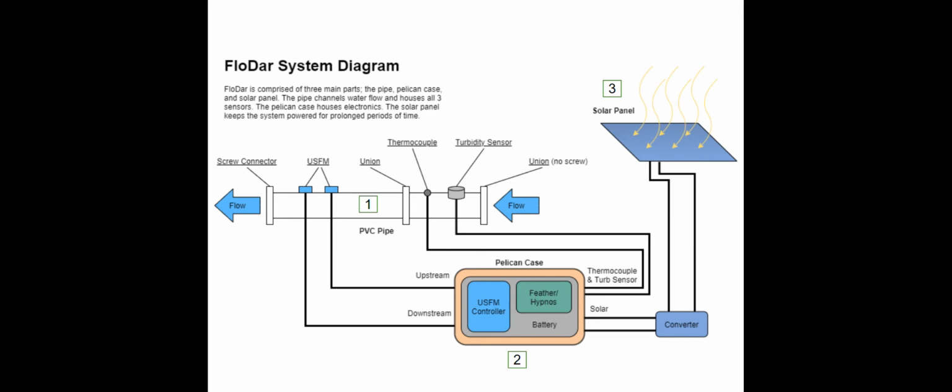Here we can see our system's diagram. It is comprised of three main sections. 1. The PVC piping, in which the water will flow. 2. The pelican case, which holds all of the electrical components of the system. And 3. The solar charging system, to increase the longevity of the system in the field.